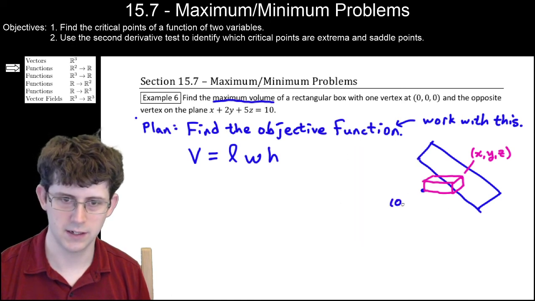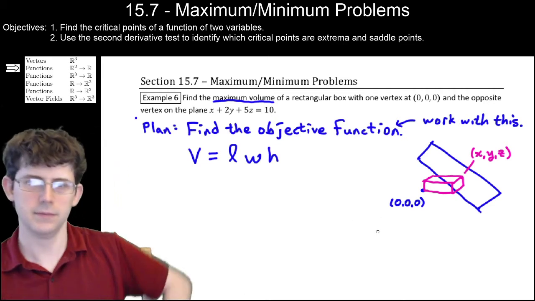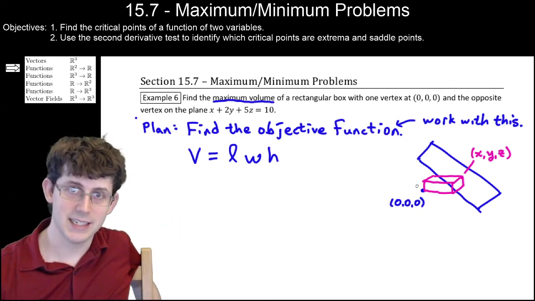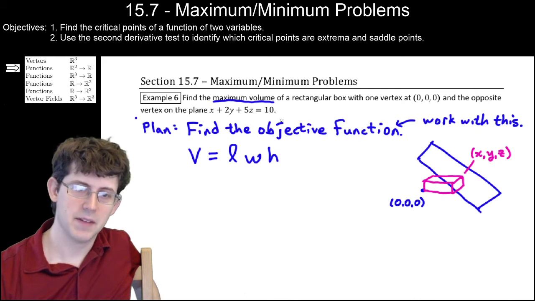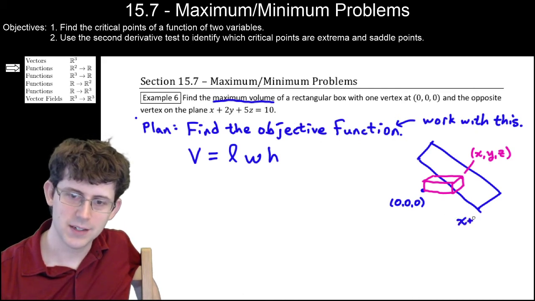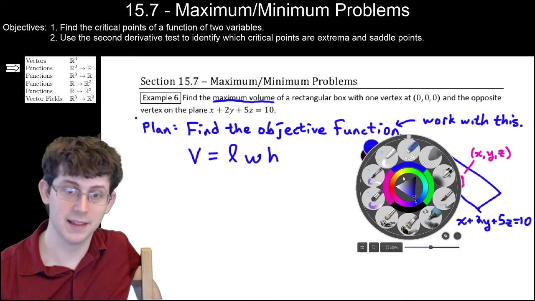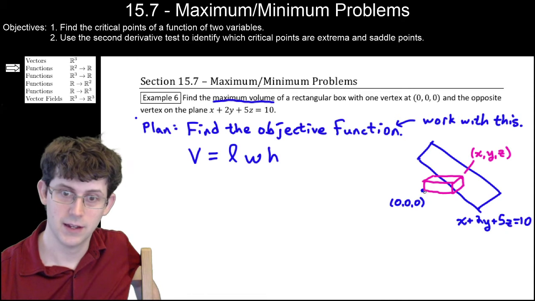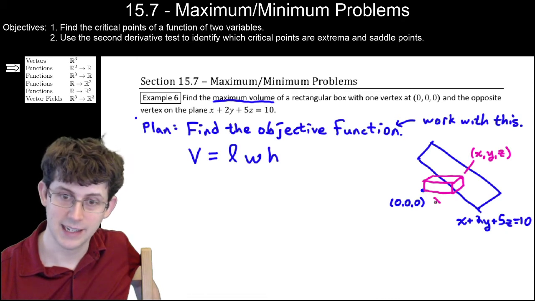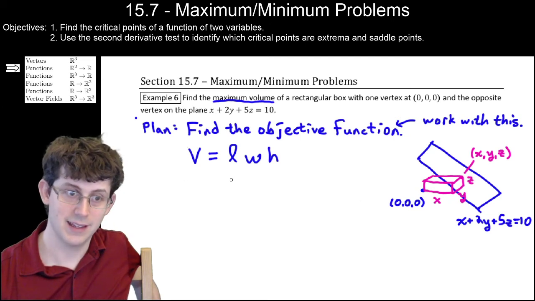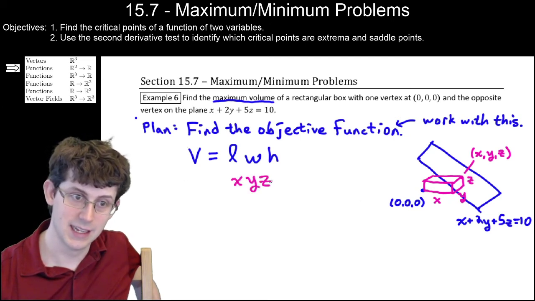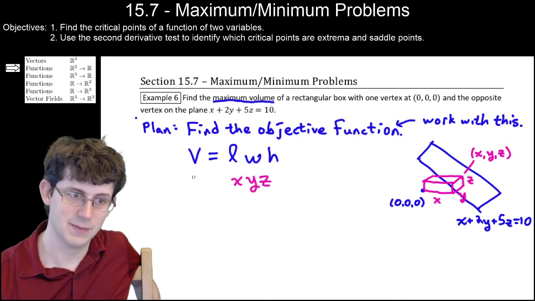So here's 0, 0, 0. Drawing this little tiny schematic diagram lets me get away from the fact that this plane has its own equation, and it lets me get away from the distractions of the question. The little schematic diagram and my plan tell me, oh, all I'm trying to do is find the length, width, and height for now. The length of this box is x, and the width is y, and the height is z. So the volume, like the objective function, is xyz. That's my volume function.